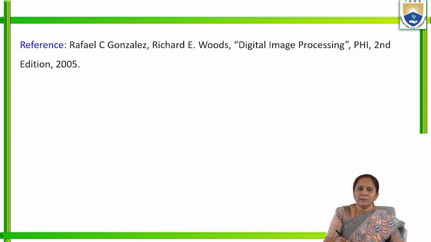The content of this subband coding has been taken from the textbook Digital Image Processing, 2nd edition, written by Rafael C. Gonzalez.